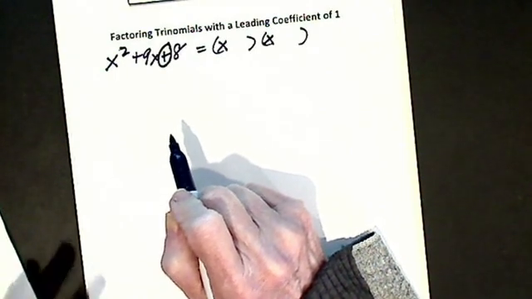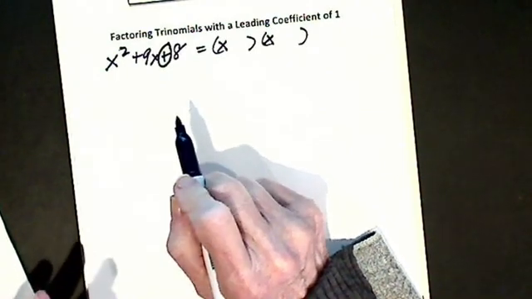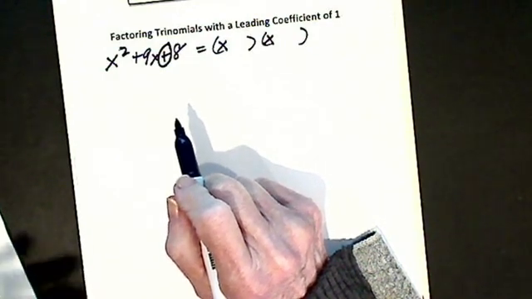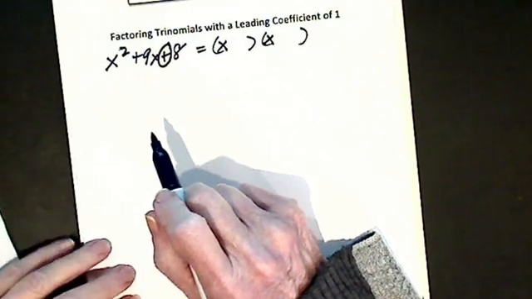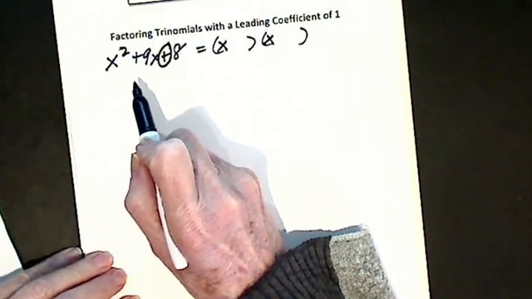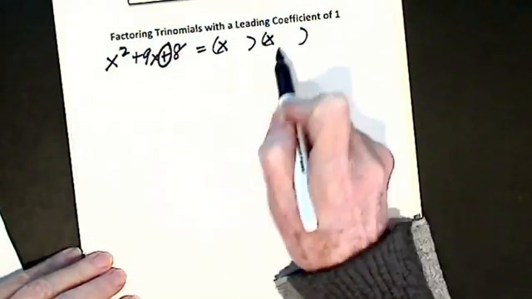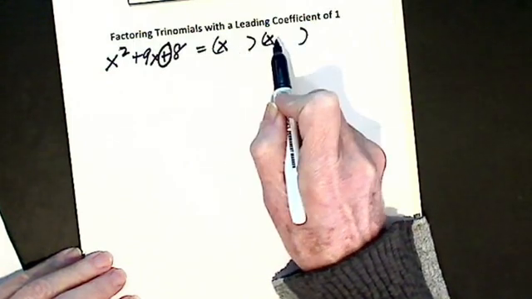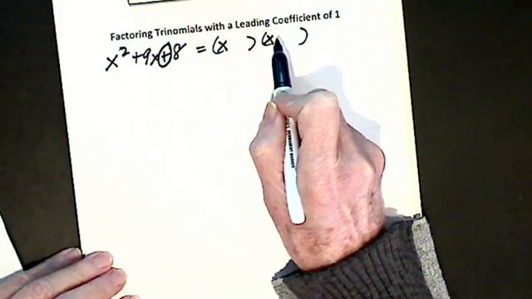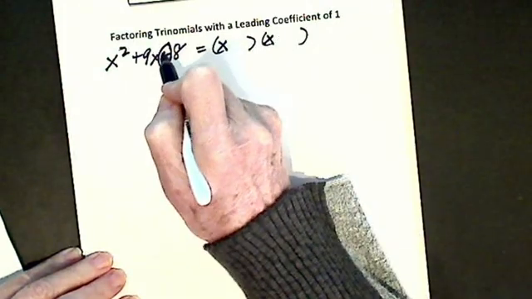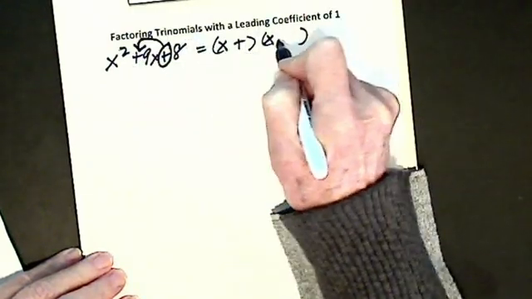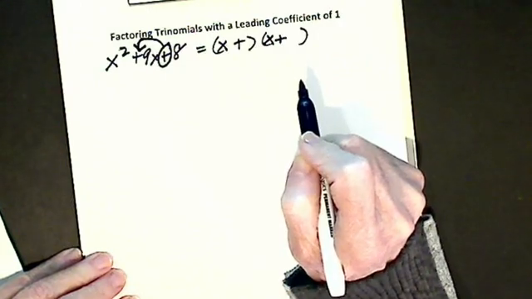If I have a plus when I multiply two things and get a plus, that means I'm going to have two like signs, because two like signs when I multiply will give me a plus. So it means these have to be alike. It's either two positives or two negatives. How do I know which one? It's a two-step process. I look to the middle term. In this case, I have to have plus plus.